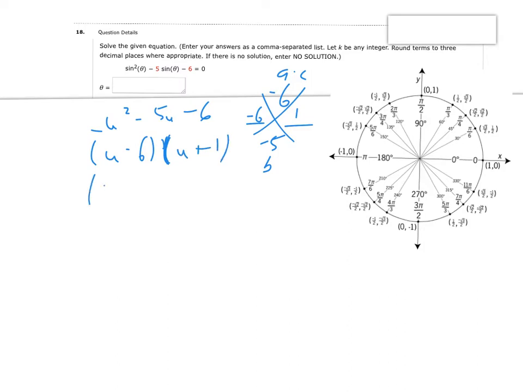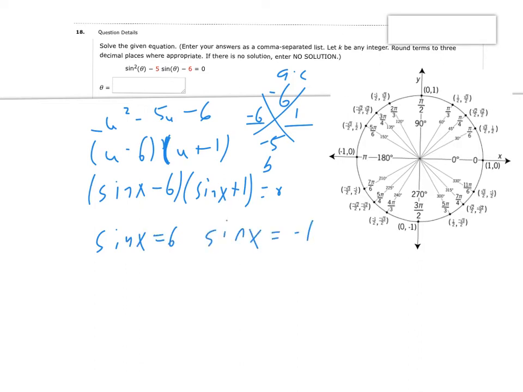And so that becomes sine x minus 6 times sine x plus 1 equals 0, which would mean sine x would have to equal 6, and then sine x would have to equal negative 1. Now this one's impossible. Sine x never equals 6, but it does equal negative 1 at 3 pi over 2. That's just between 0 and 2 pi though, so since this is all solutions here, it doesn't restrict it. It's just going to be 3 pi over 2 plus 2 pi k.